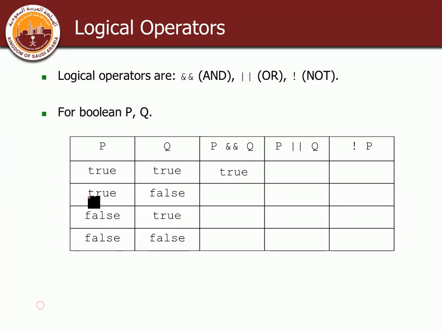Yes, if I put AND, it's true. Now imagine P is some question, and Q is another question. If the result of the first question is true, and the result of the second question is true, if I put an AND, true with true will give me true. True with false, false. False with true, false with false, everything is going to be false. Because this AND operator is going to give me true only if both cases are true.